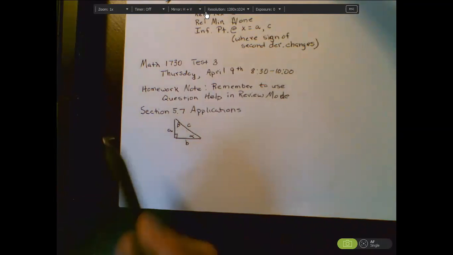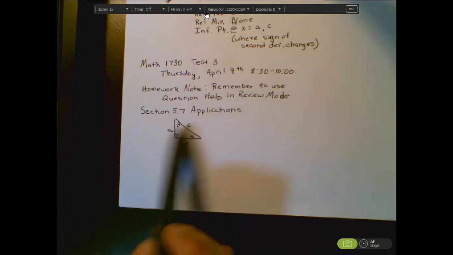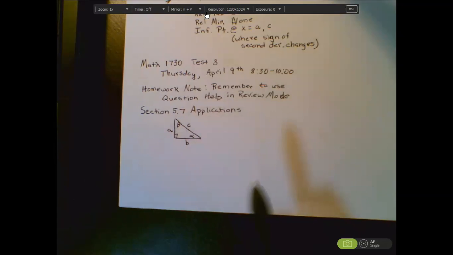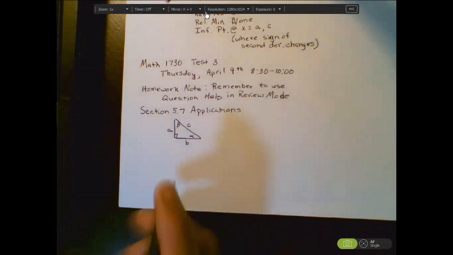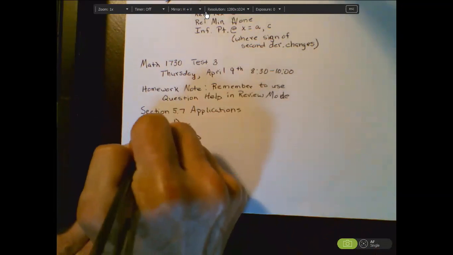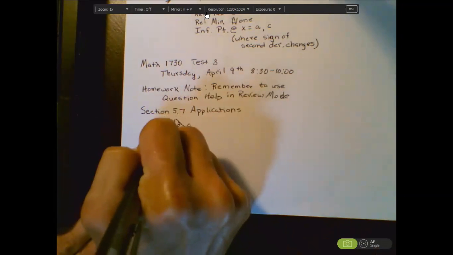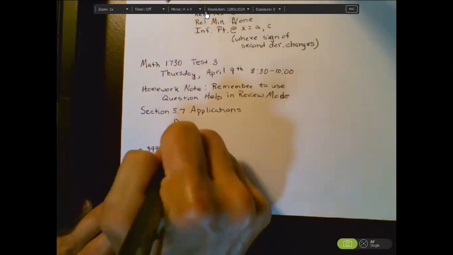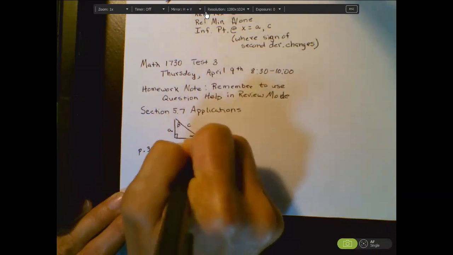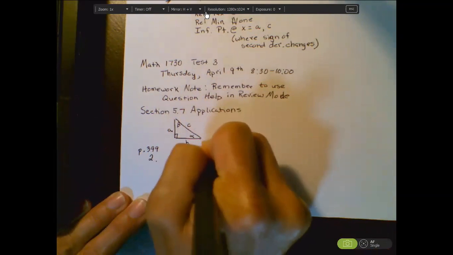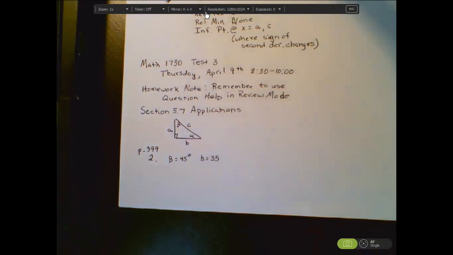Now, like I said, in 1 through 16, they give us 2 of these 5 things, A, B, C, alpha, and beta. They give us 2 of them, and we find the missing 3. So 1 through 8 say find the exact value of the missing parts, and then 9 through 16 say give a decimal approximation. So let's look at number 2 first. What we're given there is that beta is 45 degrees and B is 35. That means we want to find A and alpha and C.